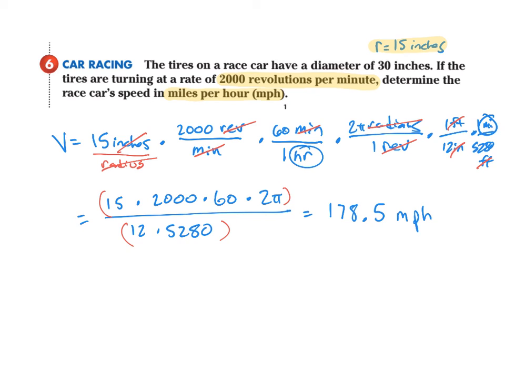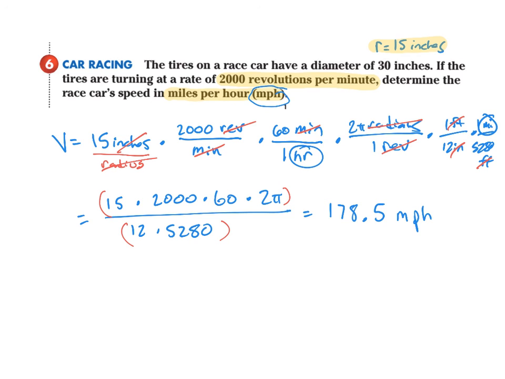That's a lot to figure out. Just remember that you have to get from the units you're given to the units that you're expected to calculate in. And to do that, we had to do some conversions. I had to convert minutes to hours, and I had to convert inches all the way to miles. And I did that in 2 steps. I went inches to feet and then feet to miles because those are the values that I remembered. So this car is going about 178.5 miles per hour if a 30-inch diameter tire is spinning at 2,000 revolutions per minute.